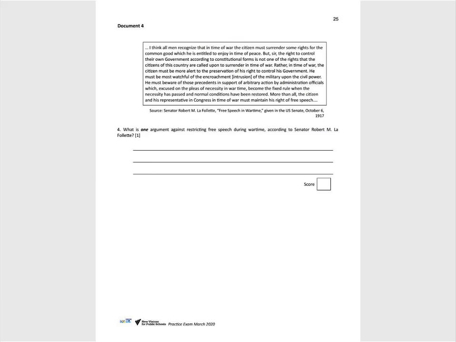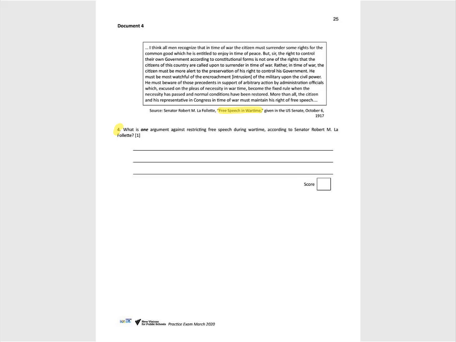Document 4. So this source is a speech by Senator Robert M. La Follette called Free Speech in Wartime, given in the U.S. Senate, October 6th, 1917. Now, what is going to be asked of us from La Follette's speech? What is one argument against restricting free speech during wartime, according to Senator Robert M. La Follette?